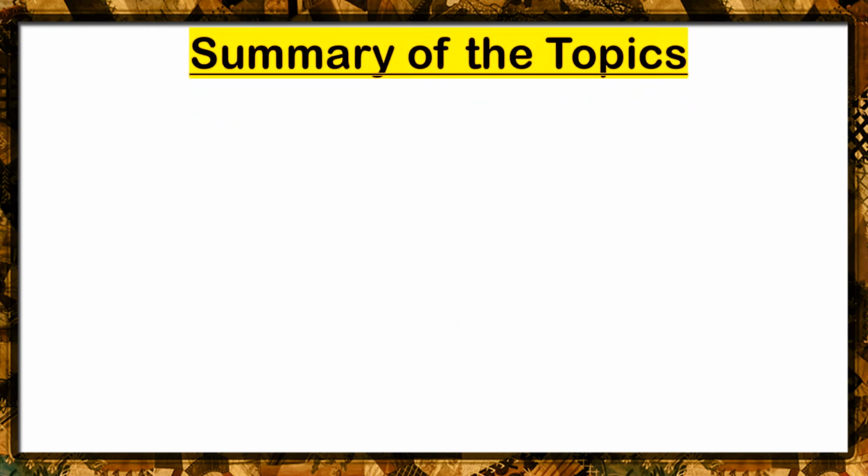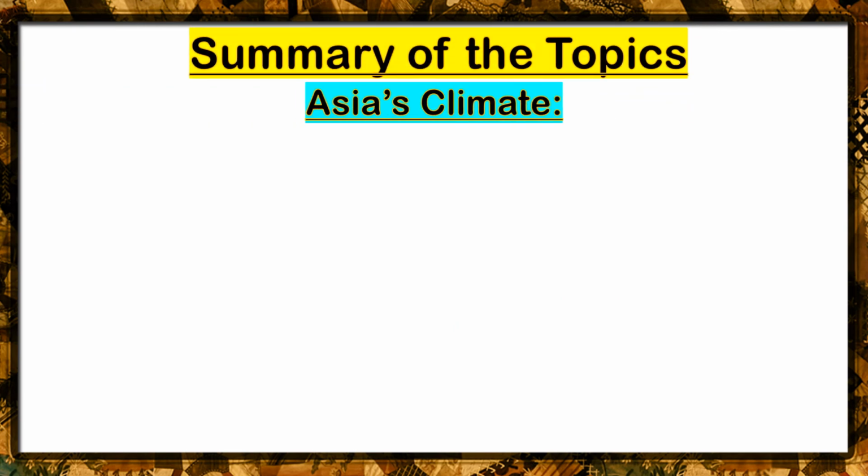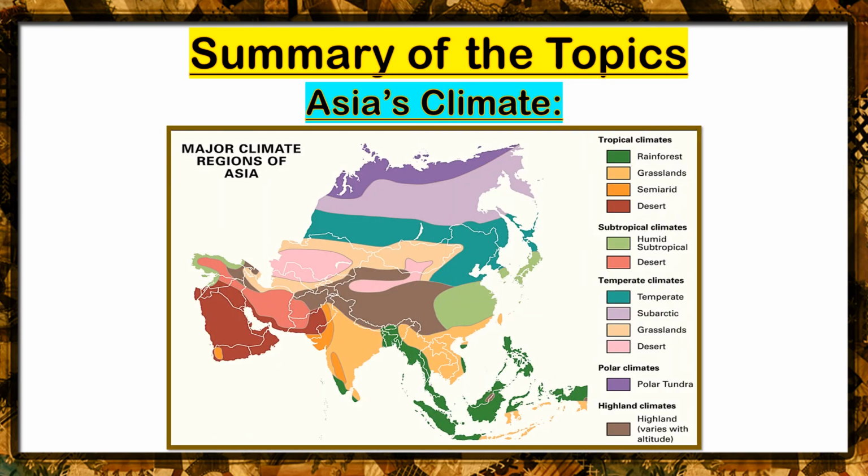Okay, class, for the summary of the topics that we have just discussed, it's about Asia's climate. And there are three climates in Asia, which are the following: tropical climate, polar climate, and temperate climate. When you say tropical climate, these areas are near the equator. When you say temperate climate, these areas are in between polar and tropical climates. And the last one, polar climate or polar region, of course, is the coldest one, and it's very far away from the equator.